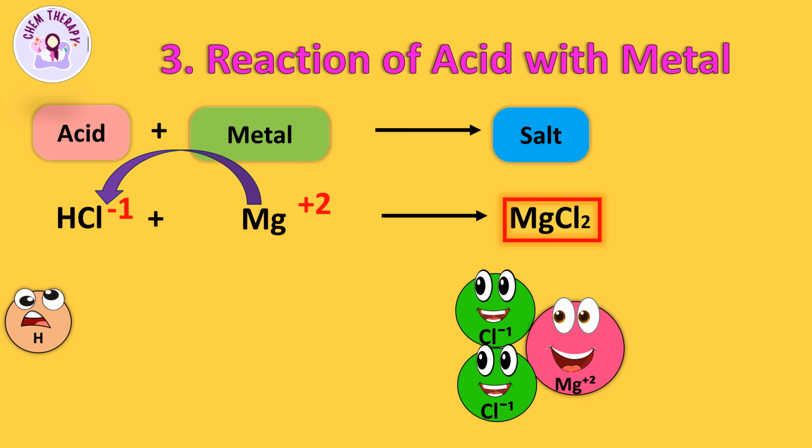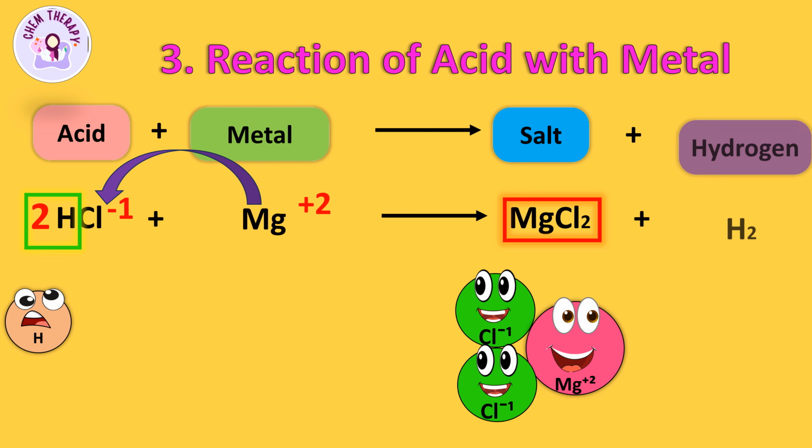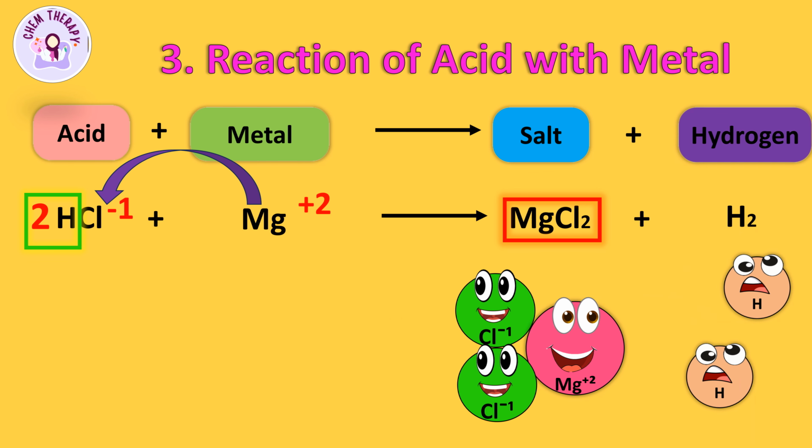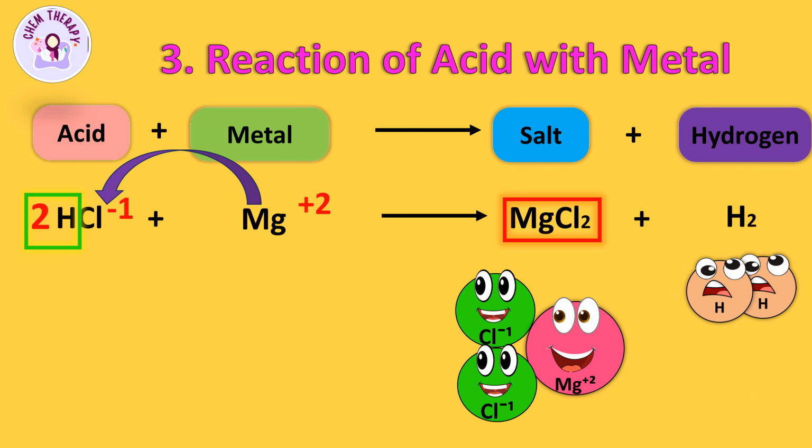To balance chloride on the reactant side, we will place 2 before HCl. As there is no oxygen, the hydrogen atoms of acid combine with each other to form hydrogen gas. Here, the byproduct is hydrogen gas instead of water.